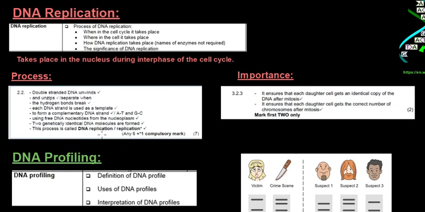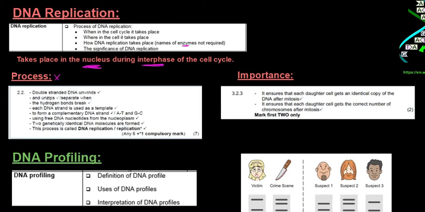Now we can look at the process of DNA replication. So you need to know when in the cell cycle it takes place, where in the cell it takes place, and how this process occurs without knowing the names of the enzymes, so I won't even mention that in this explanation. And then also the significance: why is it important for DNA replication to take place. So the process of DNA replication takes place in the nucleus during interphase of the cell cycle.